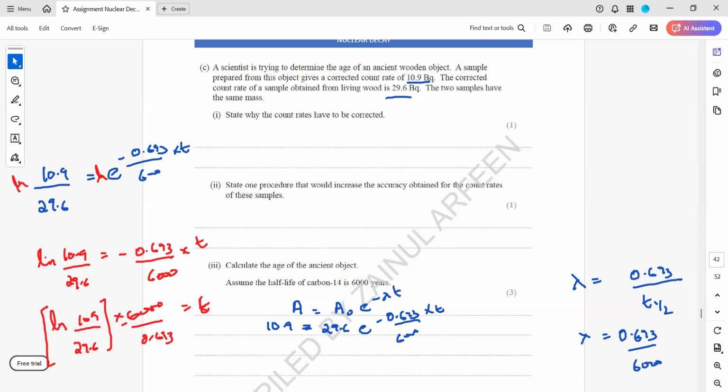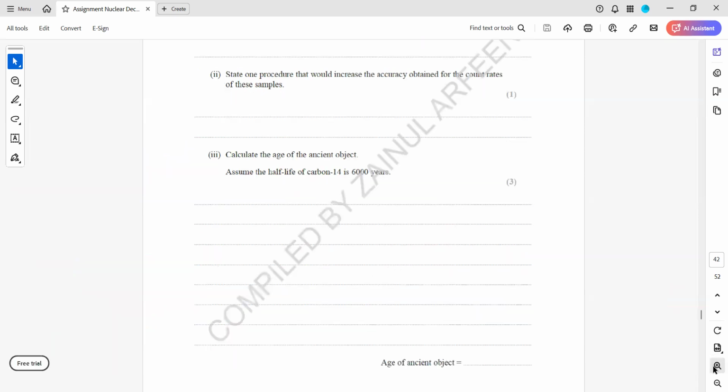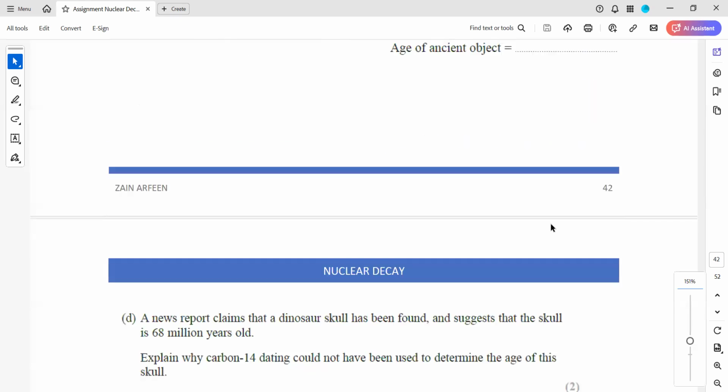This is the time it takes for the sample to change from an activity of 29.6 becquerel to 10.9. This time comes out as 8649 years. It is in years because the half-life we used was in years. If the half-life was in seconds, this would be in seconds as well.